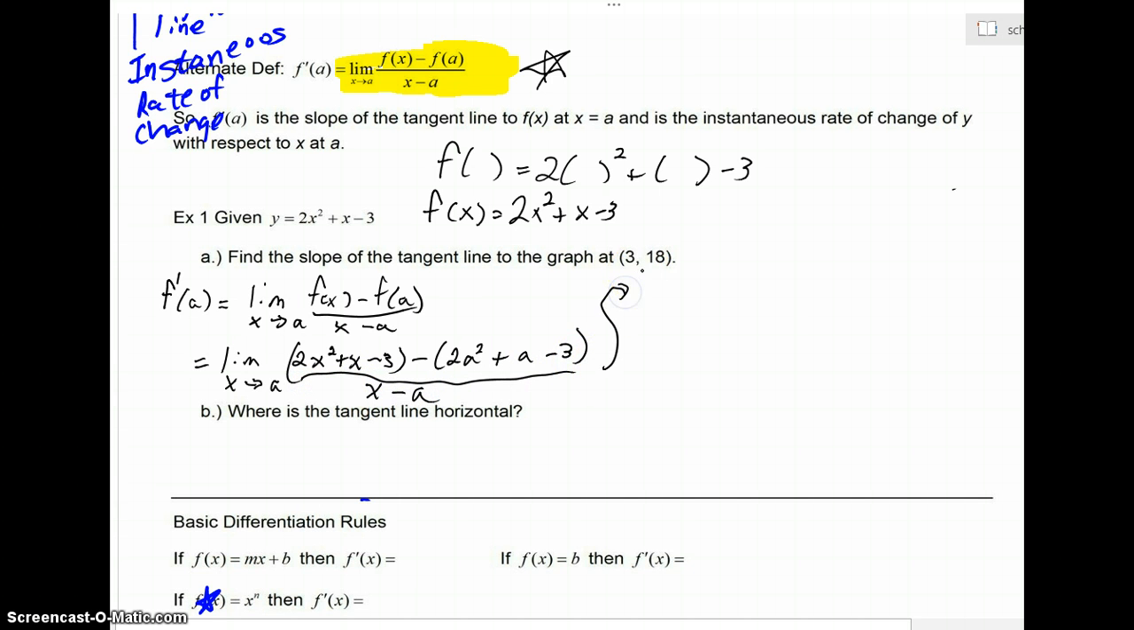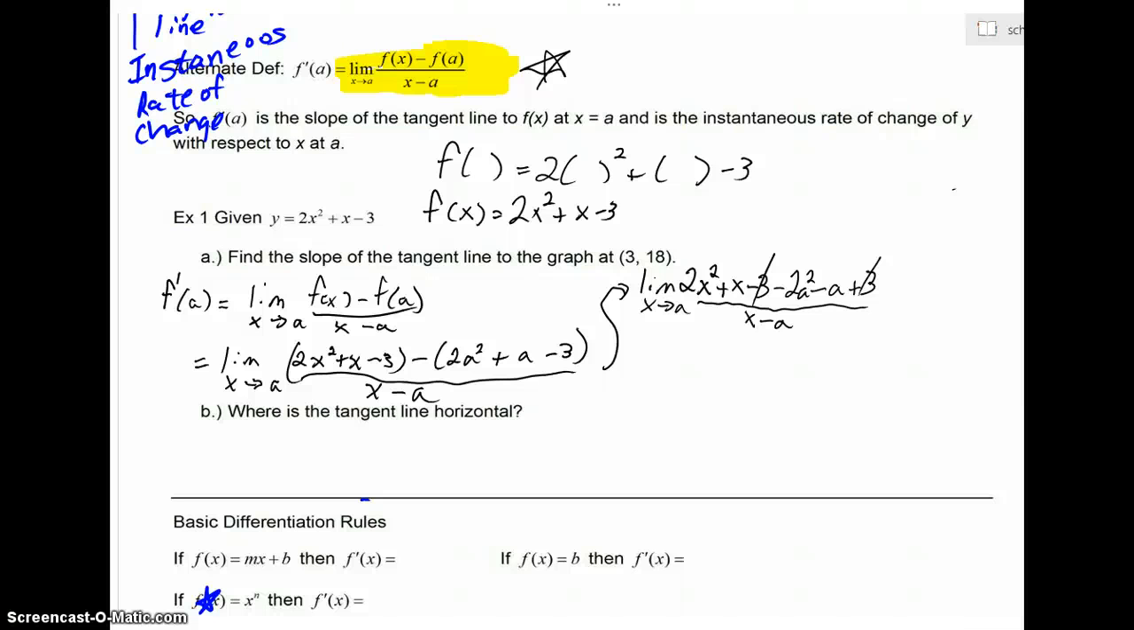So I'm going to continue this limit right over here, and I'm going to distribute the negative in that subtraction. We want to subtract every little bit here. So I'm going to say minus 2a squared minus a plus 3. Down below we have x minus a. And I hope you can see quickly that the minus 3 and the plus 3 are going to cancel out. But sure enough, if we were to substitute an a into this limit, your numerator will collapse to 0, as will your denominator. And 0 over 0 is not very helpful. What we need to do is investigate this a little bit further.